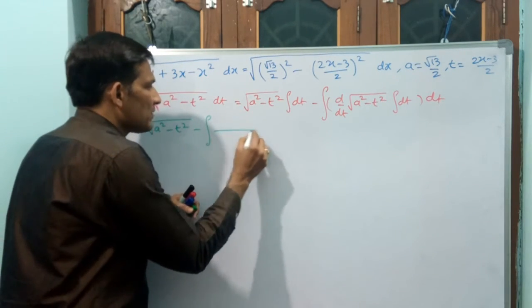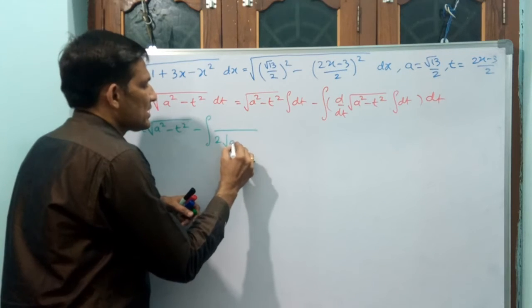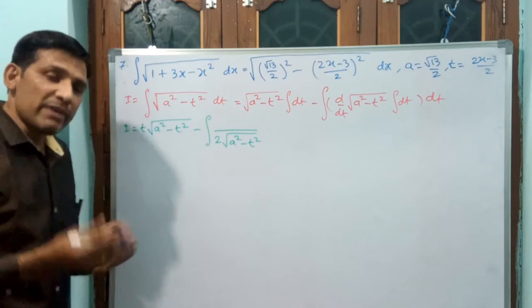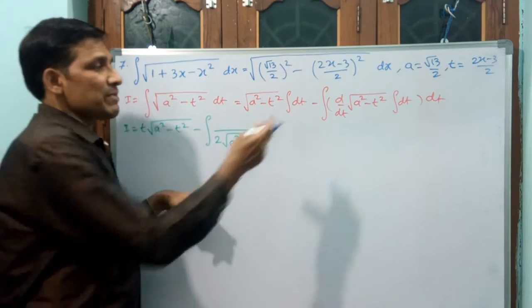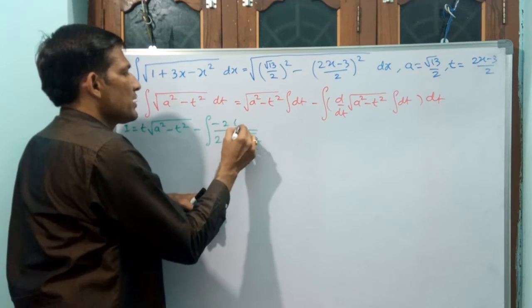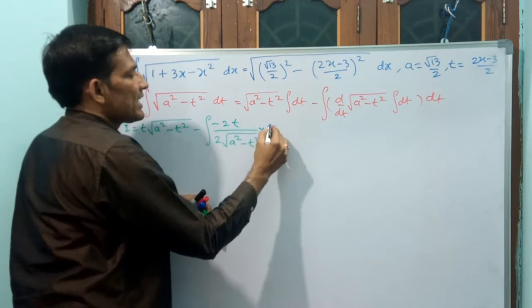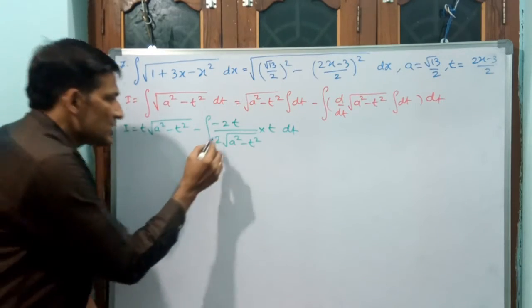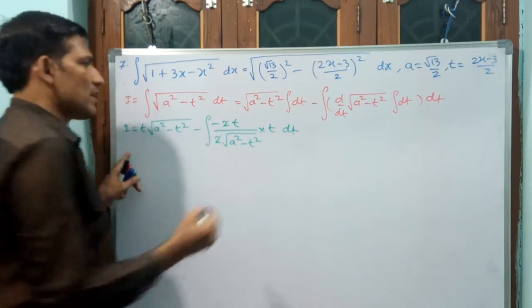First, 1 by 2 root x will come. 1 by 2 root x means here a square minus t square. Again d by dx of a square minus x square, d by dt of a square minus t square, minus 2t will come. Minus 2t into integral t dt. Okay, see here 2 is going to get cancelled. You see what is going to happen.